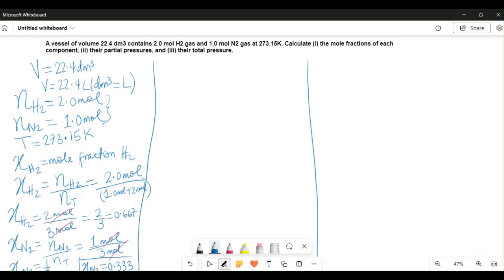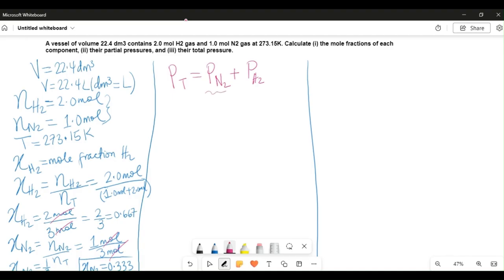Now, the second one, we're asked to find the partial pressures. Partial pressure comes from Dalton's law of partial pressures, which says the total amount of pressure exerted in a mixture is just the sum of each individual gas component's pressures. In this case, the total pressure in the mixture is the pressure of N2 gas plus the pressure of H2 gas added together. This is called Dalton's law of partial pressures.